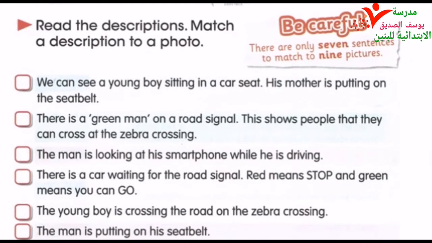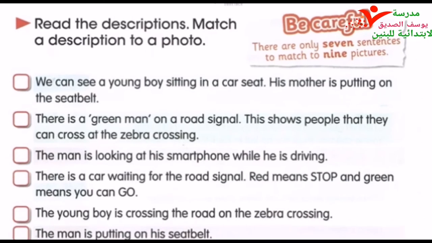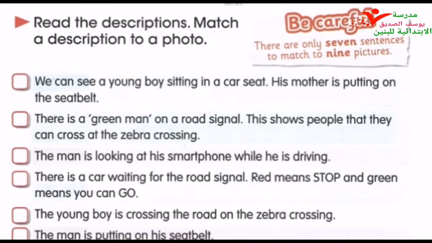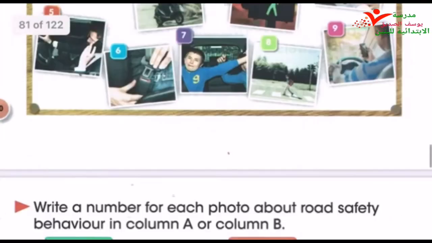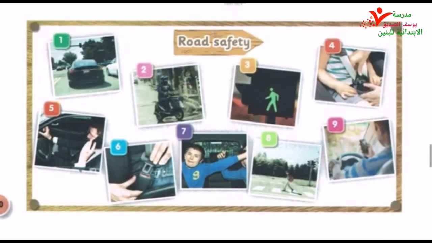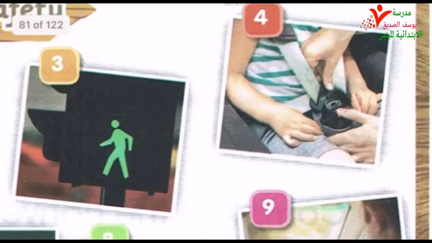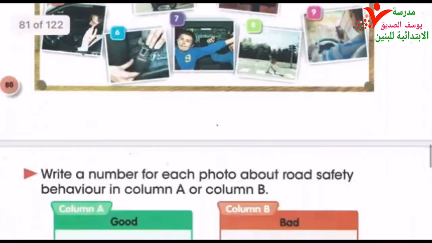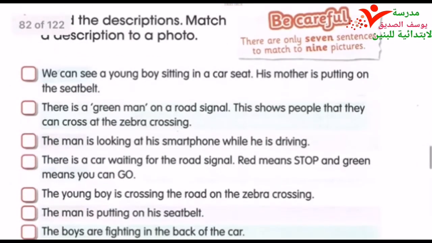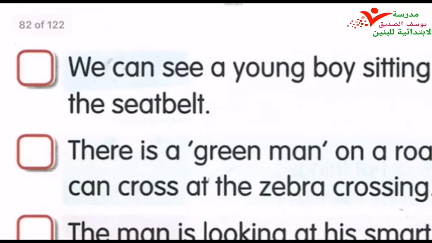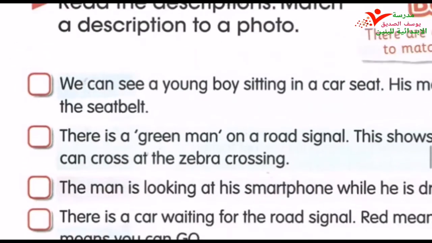The first sentence. We can see a young boy sitting in a car seat. His mother is putting on the seat belt. Again, we can see a young boy sitting in a car seat. His mother is putting on the seat belt. So, which picture do you think? Exactly, number 4. Very good. Here we should write number 4 in this small box. Good. Well done.